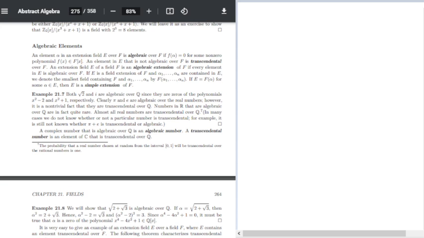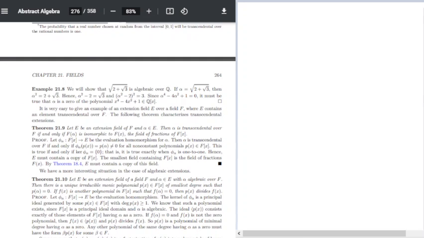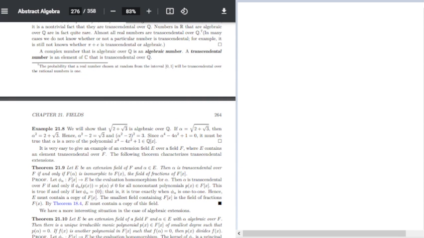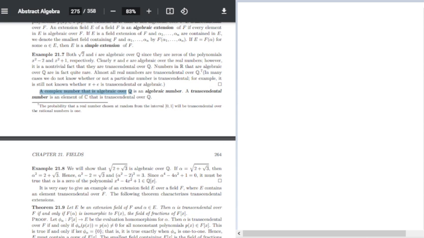I'm not going to explain how that works. Just trust me, I'm not going to bring the measure theory into this. Just trust me that makes sense. In many cases, we do not know whether or not a particular number is transcendental. For example, it is still not known whether pi plus e is transcendental or algebraic. A complex number that is algebraic over Q is an algebraic number. A transcendental number is an element of C that is transcendental over Q. So whenever we talk about things in relation to Q, we're talking about Q as our base field and C as our extension field.